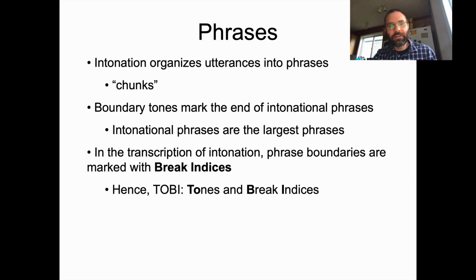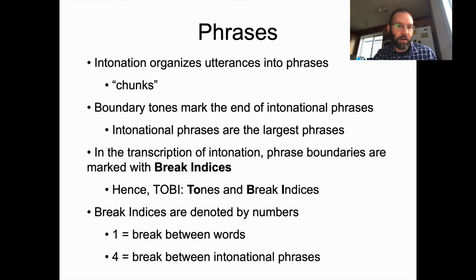In the transcription of intonation, phrase boundaries are marked with break indices. That's where we get half of the name for TOBI. It's the BI part of it. And the break indices we've seen so far are denoted by numbers. So 1 is a break between words, and 4 is a break between intonational phrases. You are not necessarily going to hear any sort of a break between words, at least not phonetically or acoustically speaking, when you're transcribing these break indices from a sample of speech. If you know that that's where a word boundary is, you put it there.